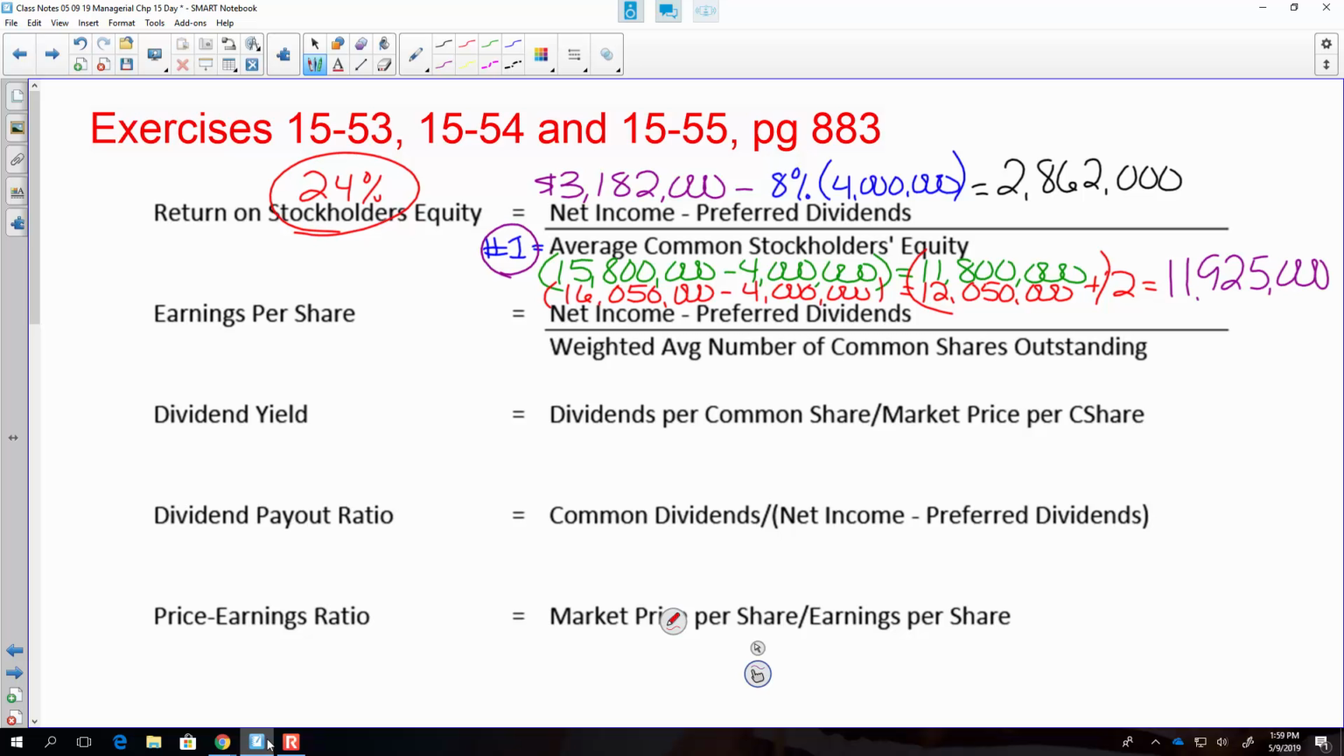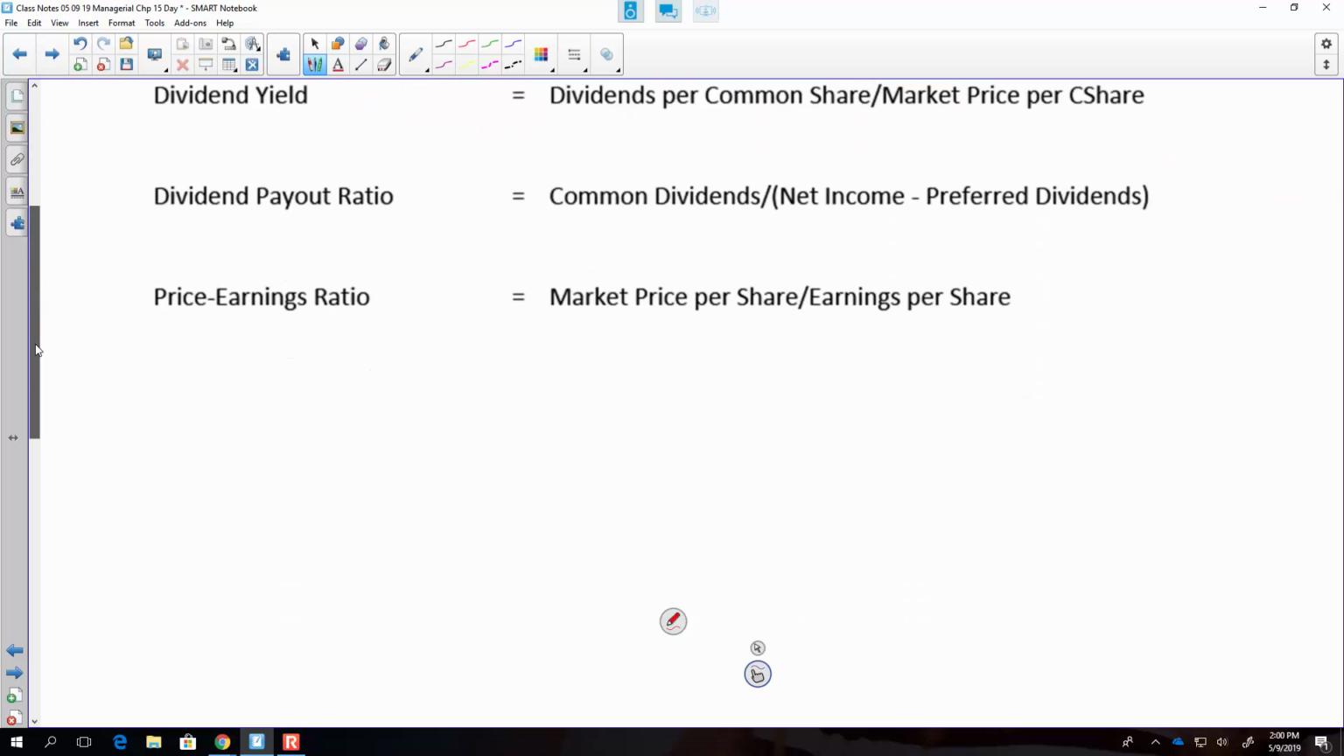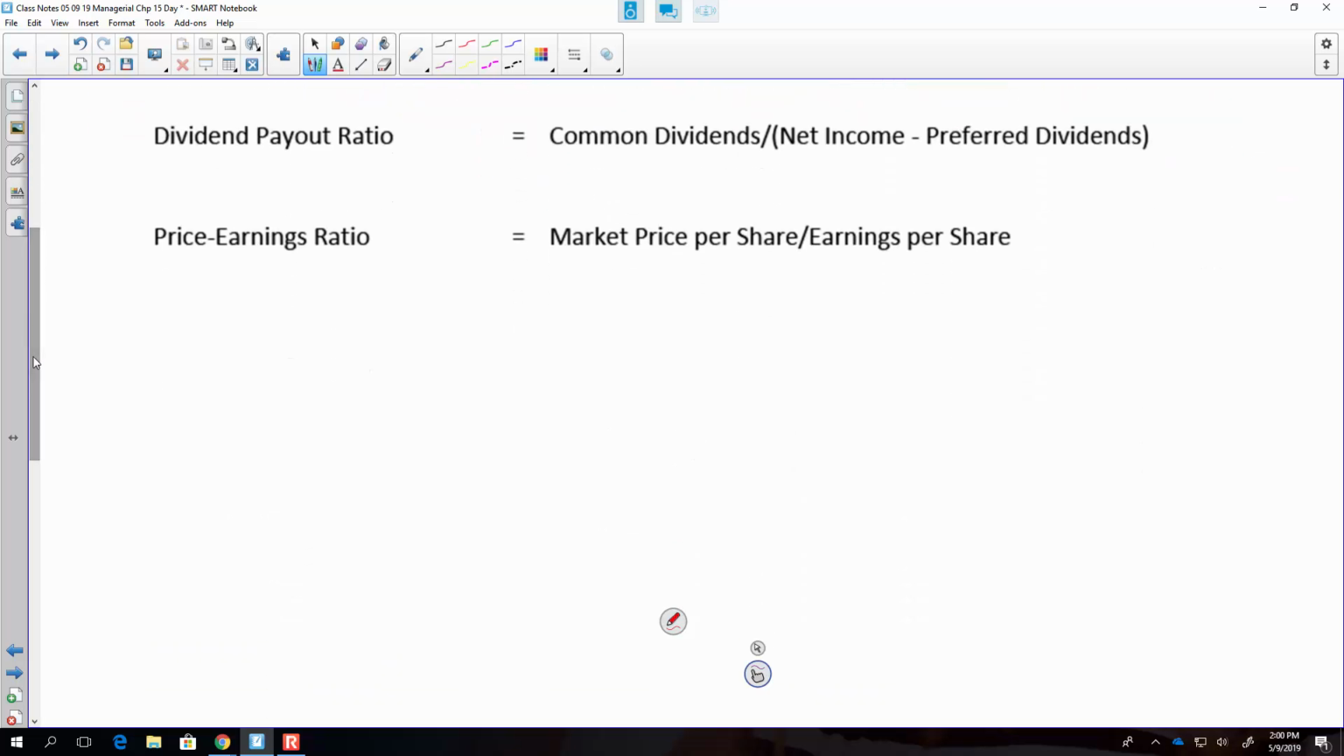All right, so that's all of number 53. Going to 54 then, compute the dollar amount of preferred dividends. I already know that. That was $320,000. So I'm kind of scrunched for numbers here, aren't I? Let's do this. I'm going to move this down. I'm going to compute my earnings per share down below here.